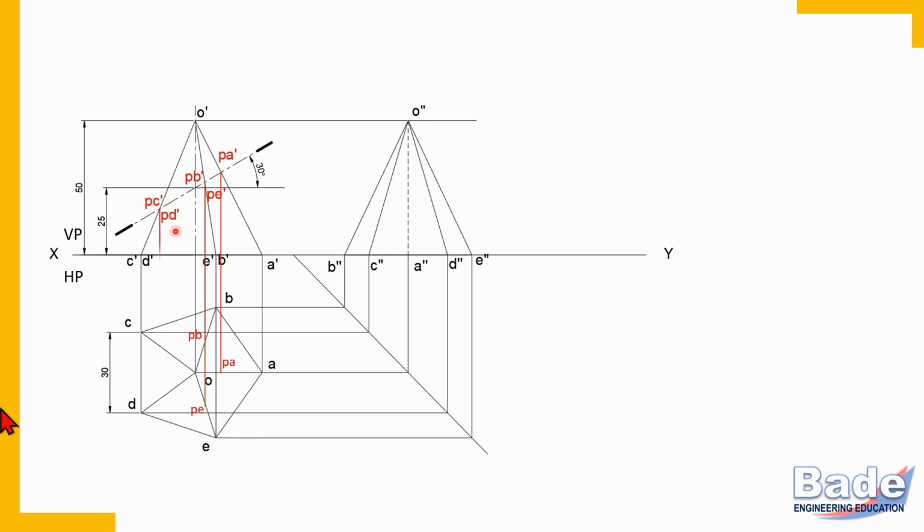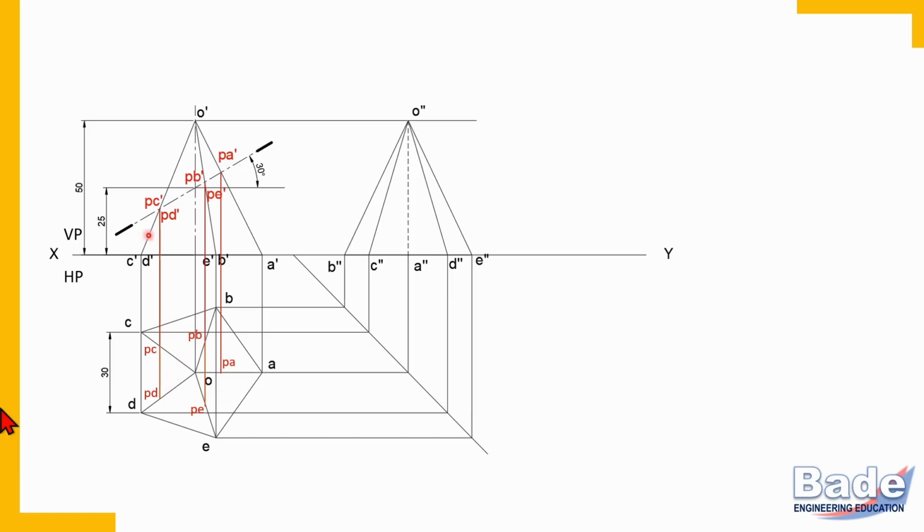Now let's transfer PC and PD. So here it is, that projector. PC is on edge OC and PD is on edge OD. Remember, when you draw this vertical line, it intersects the base edge also. But that point of intersection has no significance at all. So this is how all 5 corners are in the top view.